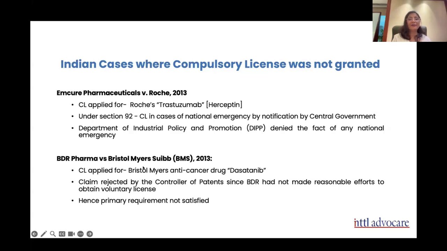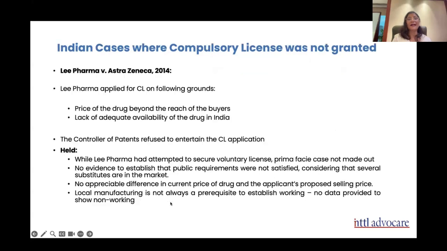The second case where it was denied was in the year 2013, where Bristol-Myers' drug was dasatinib, and compulsory license was applied for. The claim was rejected by the controller of patent since BDR Pharma had not made reasonable effort to obtain a voluntary license. So this is one of the conditions. As you saw in the first case, the Bayer case, this criterion was met. But here, the applicant never approached the patentee for grant of a voluntary license. And therefore, this is a mandatory requirement. If you don't seek a voluntary license first, and unless it is denied by the patentee, you cannot go for compulsory licensing. So that condition was not met, and hence the primary requirement was not satisfied.